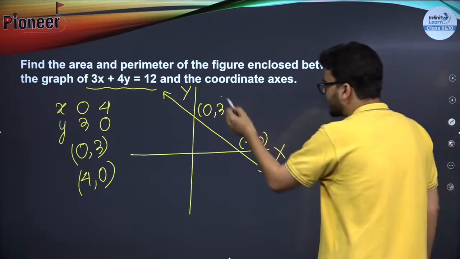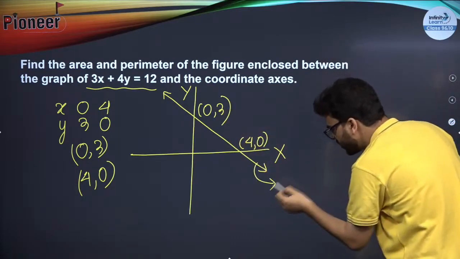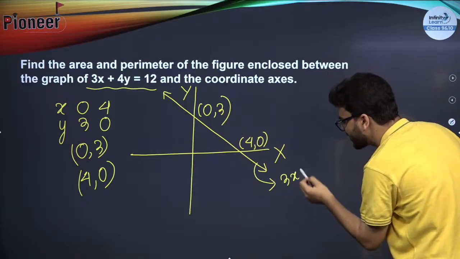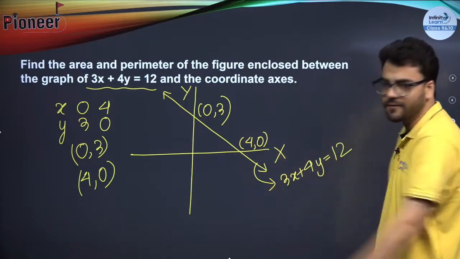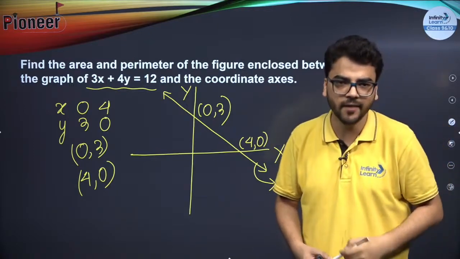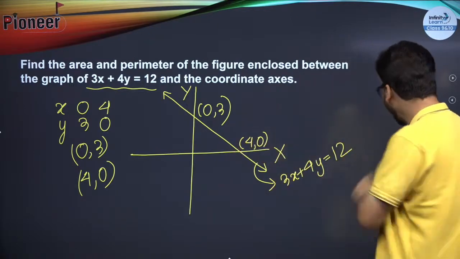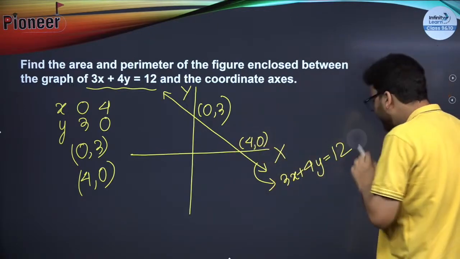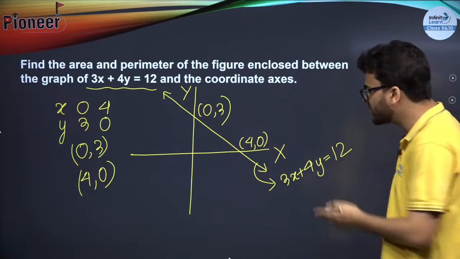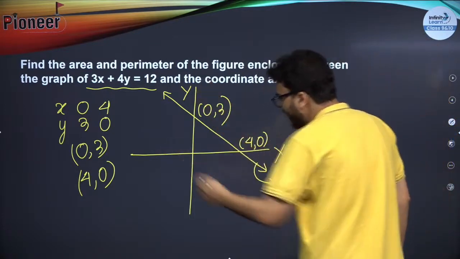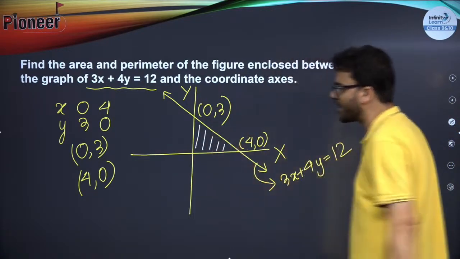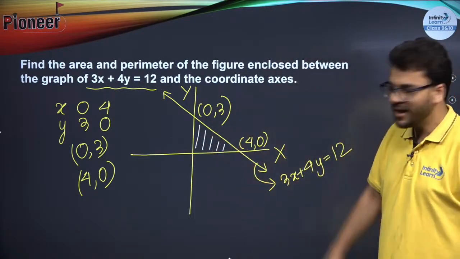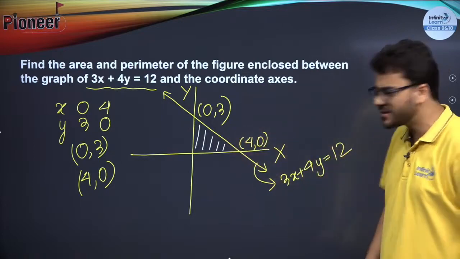Over here guys, this is just a convention to write the equation, 3x plus 4y is equal to 12. So any doubt in the graph, guys, how we have made the graph? Very good. So I have to find the area of the figure enclosed between the graph and the coordinate axis. It means I have to find the area and perimeter of this figure. I hope this thing is clear. Area and perimeter of this figure, it's a very simple thing.